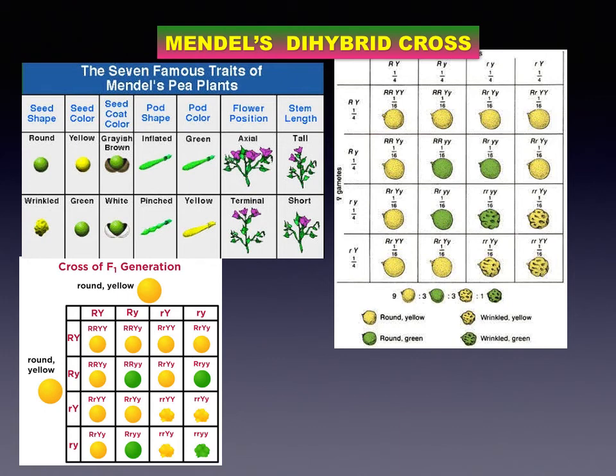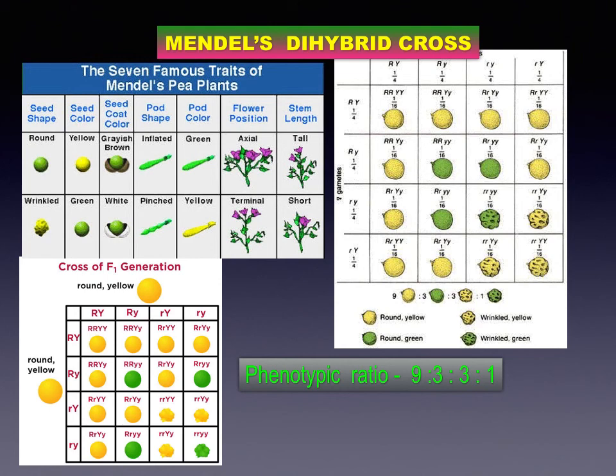Then the F1 progeny was self-pollinated. This resulted in 4 different combinations of seeds in the F2 generation. So they were wrinkled yellow, round yellow, wrinkled green seeds, and round green, with the phenotypic ratio of 9:3:3:1, as you can see from the picture.